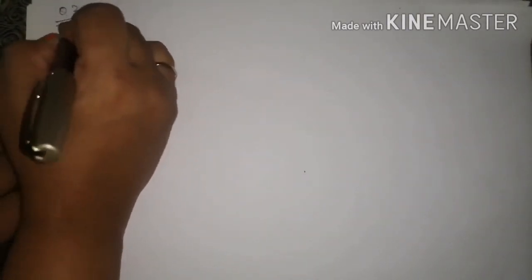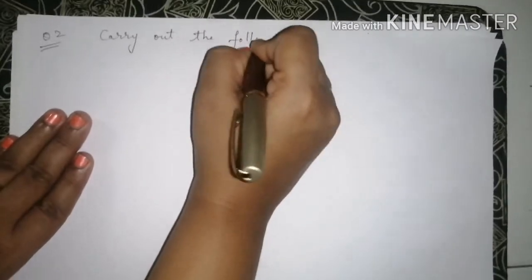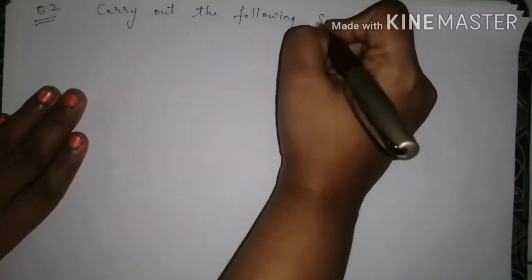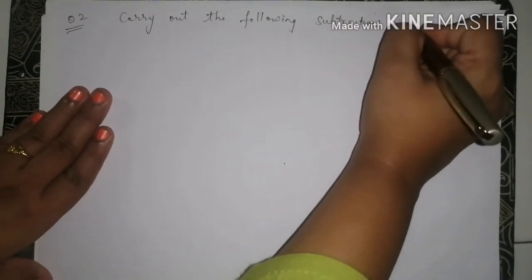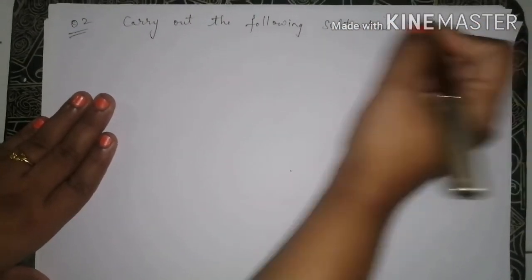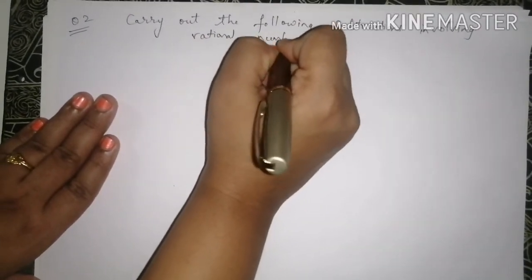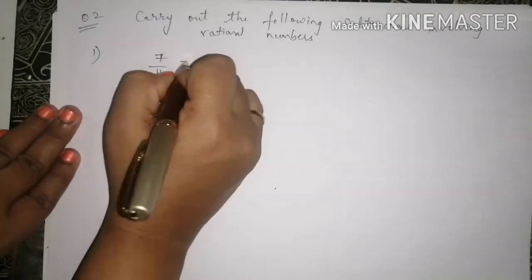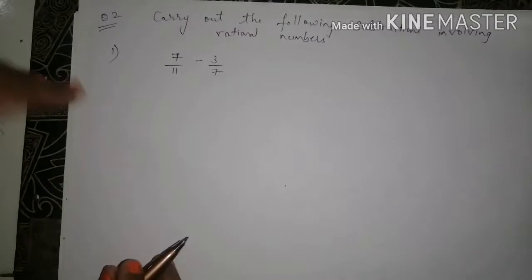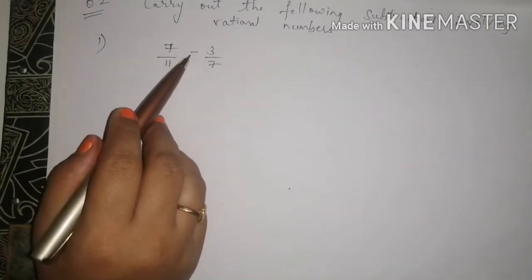Question number 2 is: carry out the following subtractions of rational numbers. So see, your first one is 7 upon 11 minus 3 upon 7. This is our first sum. Now instead of plus, here it is minus, rest everything is same.